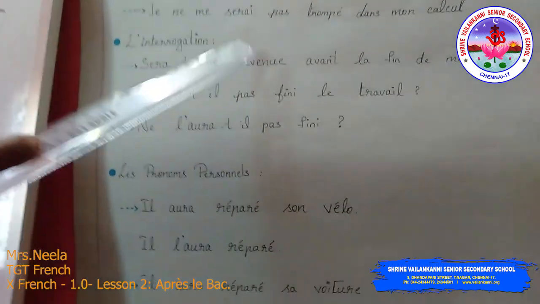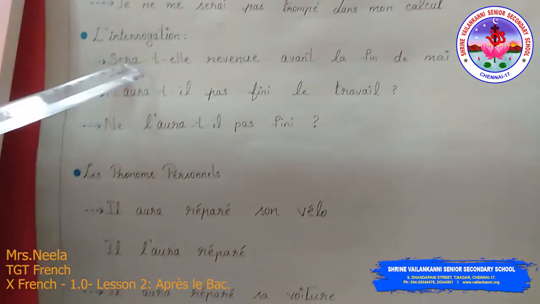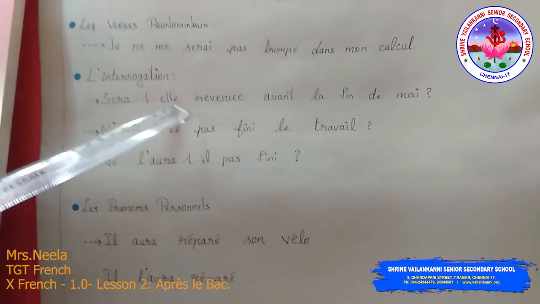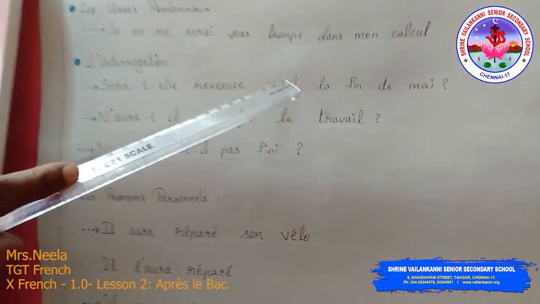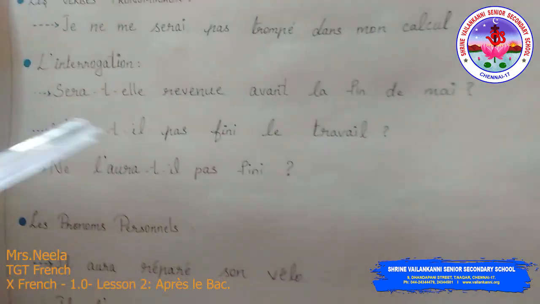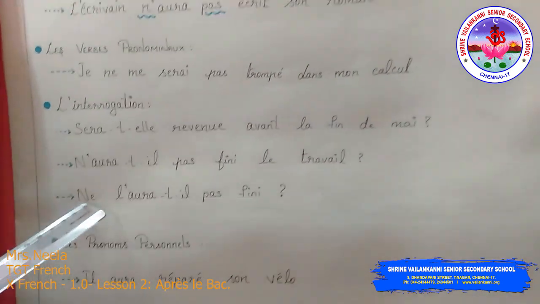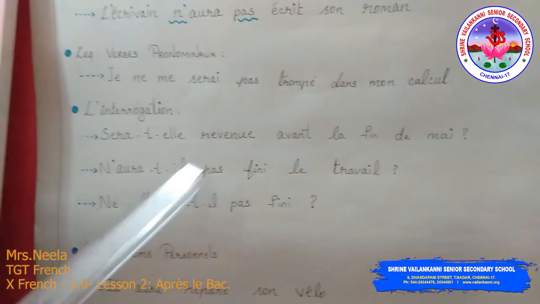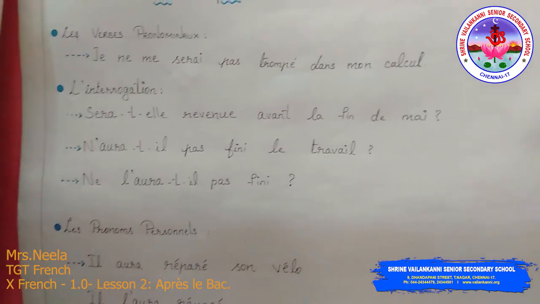In l'interrogation, how will you frame the interrogation? So first the auxiliary verb will come. So that is in futur simple. Yes. Sera-t-elle revenu? Participe passé. Sera-t-elle revenu avant la fin de mai? N'aura-t-il pas fini le travail? Ne l'aura-t-il pas fini? So these are all the ways you can frame it in the interrogation. This is in the inversion form.